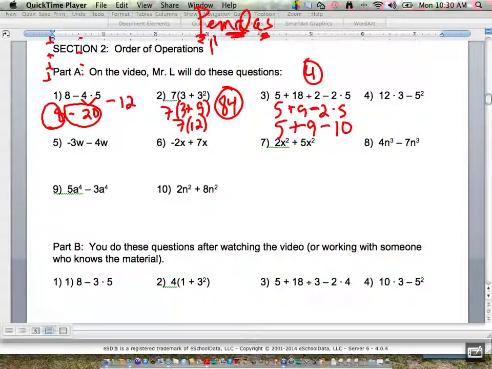What do we do there? Exponent. Good. What's 5 squared? We just did this before. 25. Now I got to do my multiplication. 12 times 3. 36. Nice. Now, 36 minus 25 is 11.